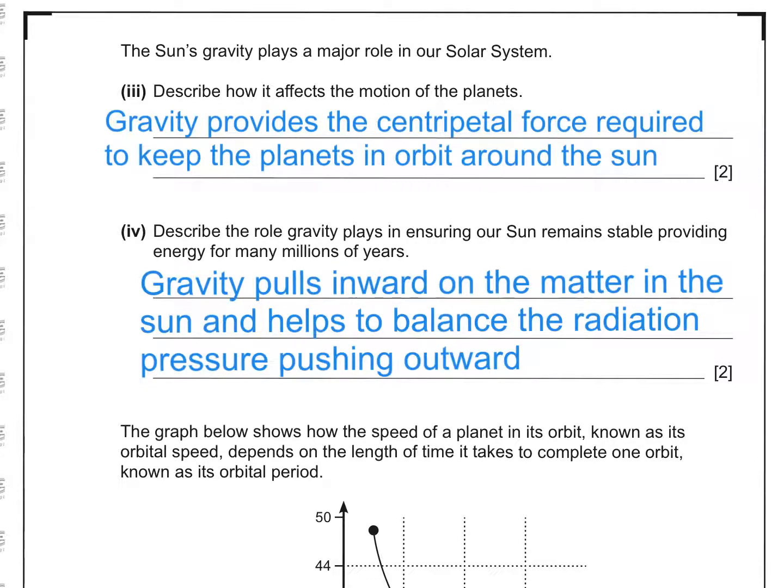So gravity is basically providing all the squeezing that produces the high temperatures required for fusion to occur, but then those reactions produce all this radiation pressure pushing out, and gravity is basically acting to keep that in balance as well.